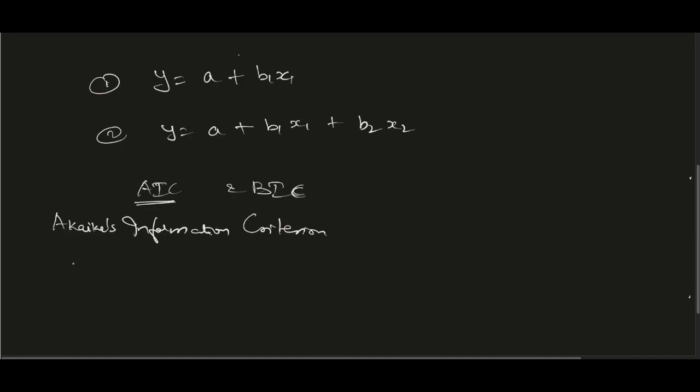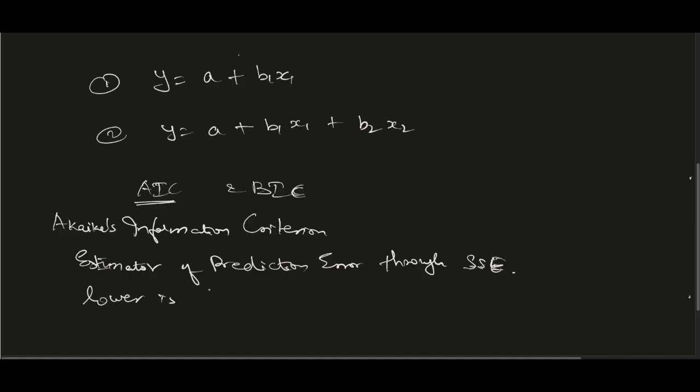Now, as I said, the intention is to evaluate the quality of model fit, and it is an estimator of prediction error through SSE. SSE is the sum of the squared error. I have discussed this in another video called ANOVA table. In case you are not sure about SSE, please watch that one. So SSE stands for sum of the squared error. Since we are estimating error, lower is better here.